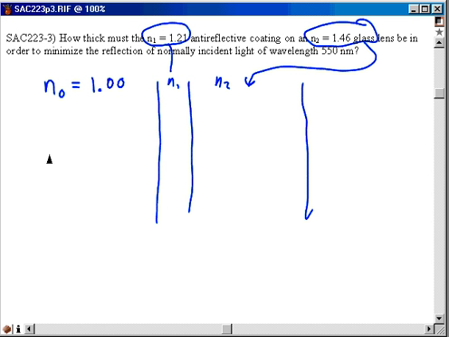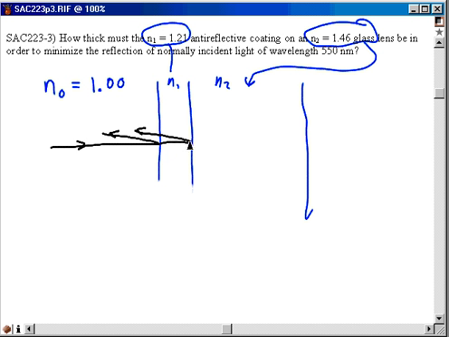Alright, now we've got some light coming in. I call it almost normal incidence, but not quite, just so we can see the reflection. We've got light bouncing off of that surface, and some of it goes right through and bounces off of that surface. To minimize the reflection, we want the light that reflects off of here to interfere destructively with the light that reflects off of here. In order for that to happen, we need this path difference.